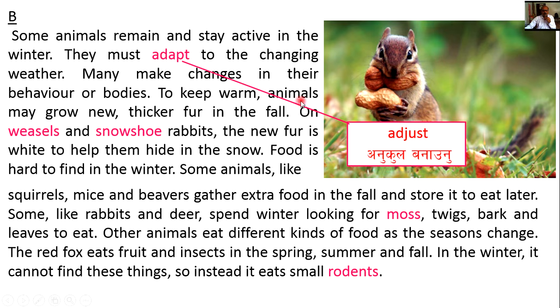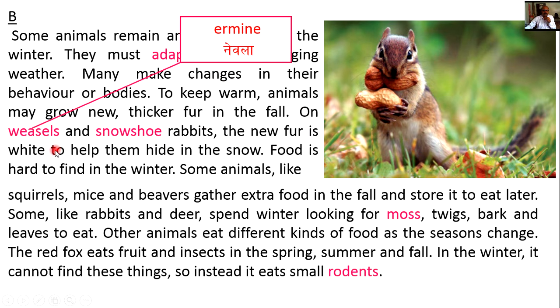Now, to keep warm, animals may grow new, thicker fur in the fall. On whales and snowshoe rabbits, here whales, ermine, एक प्रकारको जनावर. The new fur is white to help them hide in the snow. Food is hard to find in the winter.